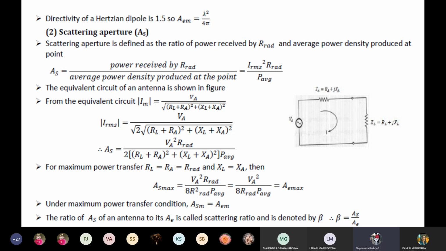The ratio of A_S of antenna to its A_E is called the scattering ratio and is denoted by beta. What is the scattering ratio? It is the ratio of scattering aperture to that of the effective aperture.